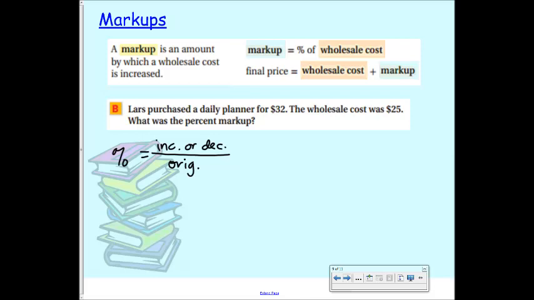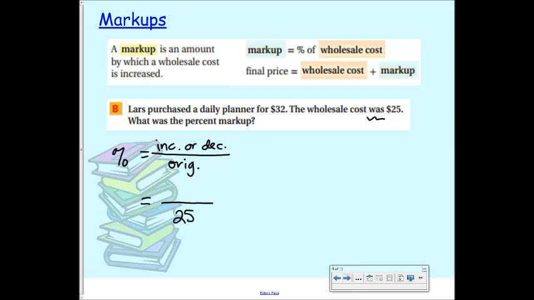Okay, I'm looking at this. He buys a daily planner. It's $32. Wholesale cost was $25. What was the percent markup? So I don't know my percent, so that's going to stay blank. What was my original? 25. Because what's kind of my keyword there? Wholesale or? What does the word was indicate? It used to be that, but now it's something else. So your original was what it used to be, and now it's something else. So was or past tense, that's going to help you. Wholesale, also going to indicate that's your original. So 25 is your original.